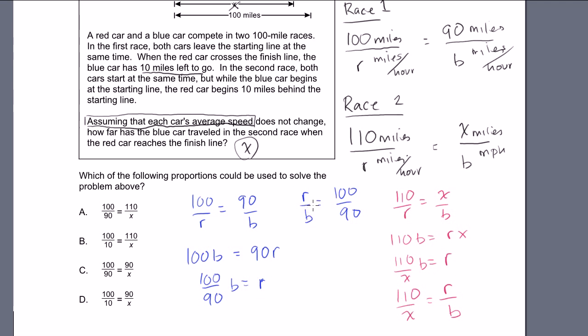Now, the first race already told us what r over b is equal to. It's equal to 100 over 90. So we can replace r over b, based on the information in the first race, with 100 over 90. So our big takeaway, notice they don't want us to solve for x, they just want us to set up the problem, is 110 over x is equal to 100 over 90. Now let's see which of these choices say that. 110 over x is equal to 100 over 90. That's choice A, just like that.